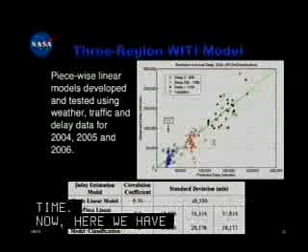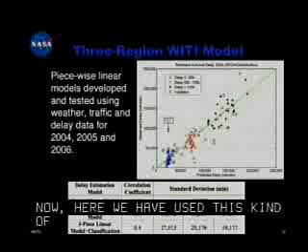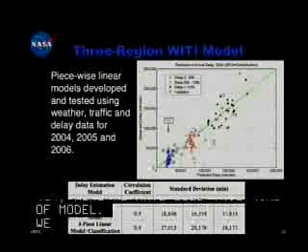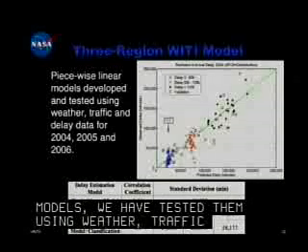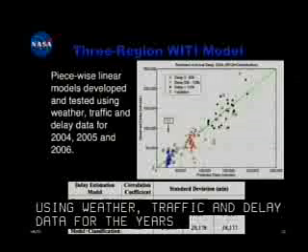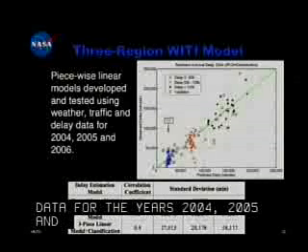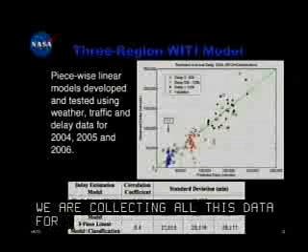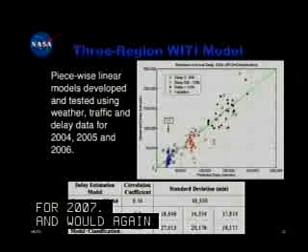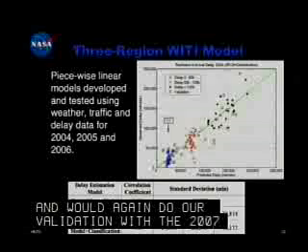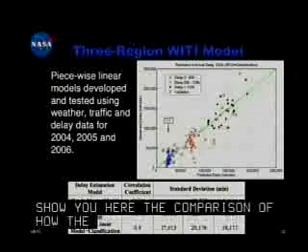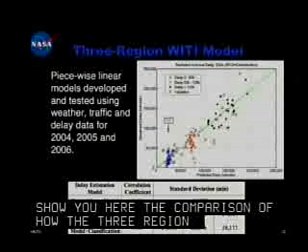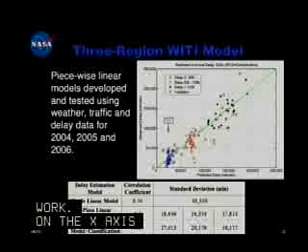We have developed the piecewise linear models. We have tested them using weather, traffic, and delay data for the years 2004, 2005, and 2006. We are collecting all this data for 2007 and would again do our validation with the 2007 data also. And this is how I'm trying to show you here the comparison of how the three-region VT model works. On the x-axis, you have the predicted delay, and on the y-axis, you have the observed delay.